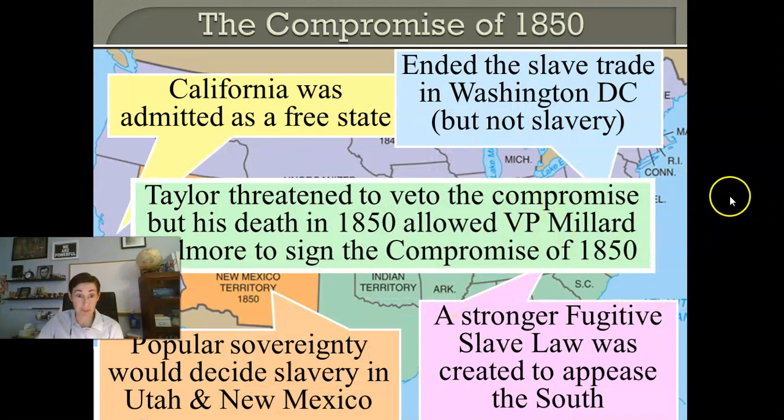Of course, Taylor threatened to veto the compromise, but then he dropped dead. So VP Millard Fillmore signed it. That sort of kept us from tipping over into war in 1850, but about 10 years later, we're going to be there anyway.